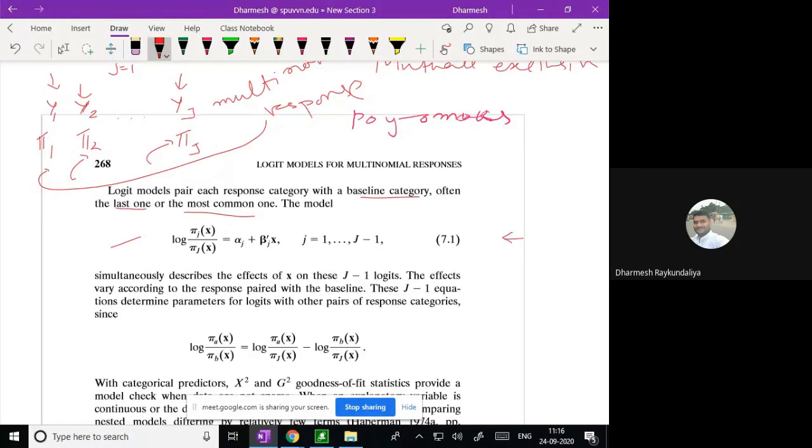How many logistic equations are there? It is J minus 1. Why J minus 1? Because we have J categories and we would like to describe the categories simultaneously. So we have J minus 1 logit equations.